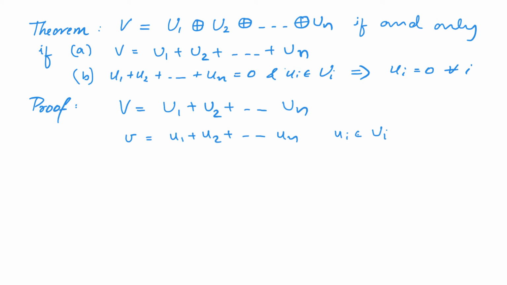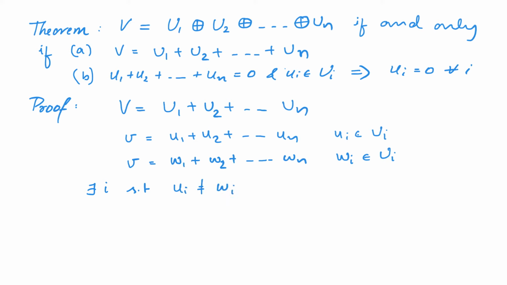The only question is, is this representation unique? In other words, does there exist w1 to wn such that v is equal to w1 plus w2 plus etc. up to wn, such that each wi belongs to Ui, and there exists at least one i such that ui is not equal to wi?